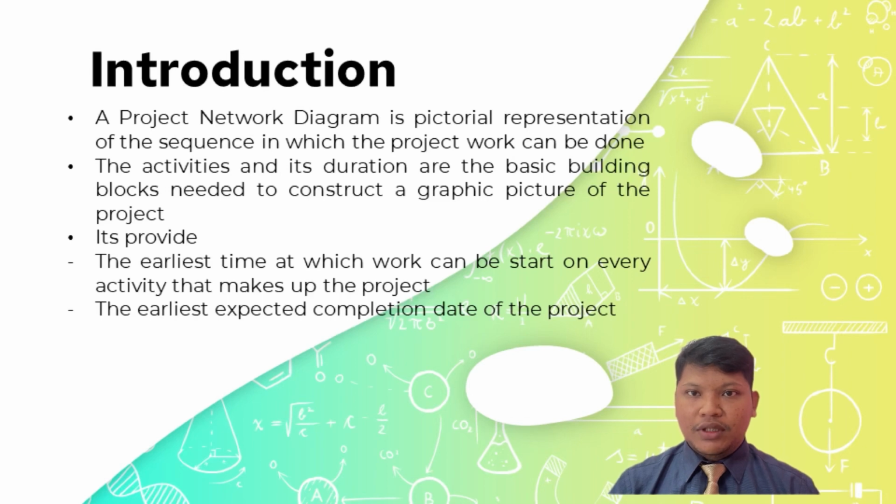A project network diagram is a visual representation of the sequence in which project work can be completed. It shows the various activities and their duration in order to create a clear picture of the project. The diagram provides important information such as the earliest time that work can start on each activity and the expected completion date for the entire project.